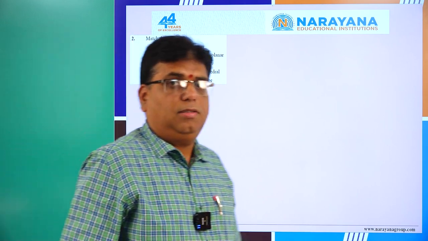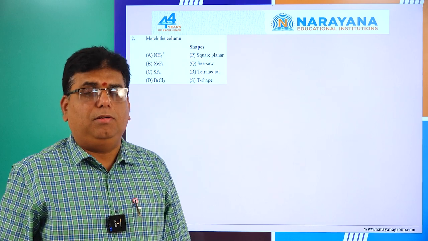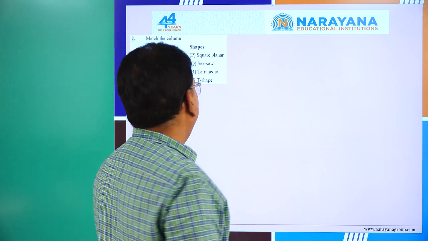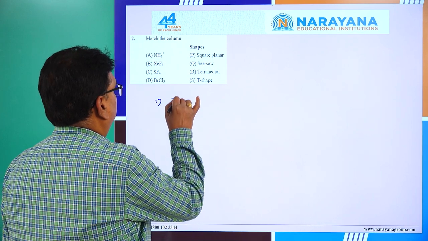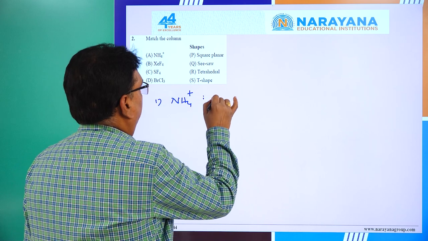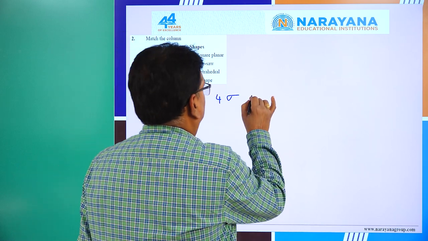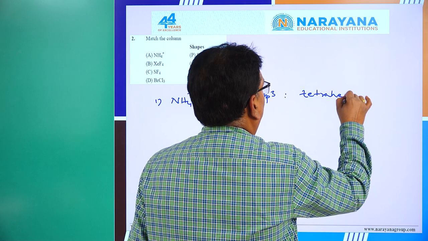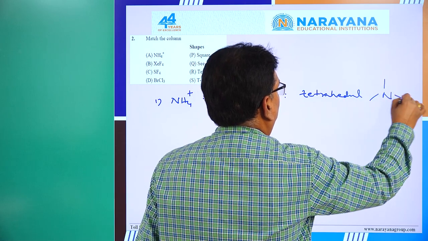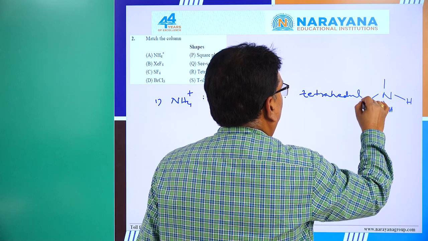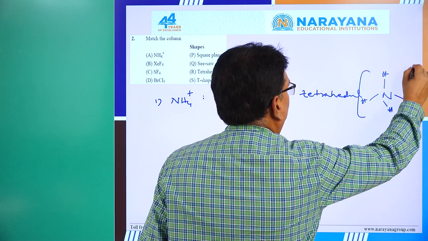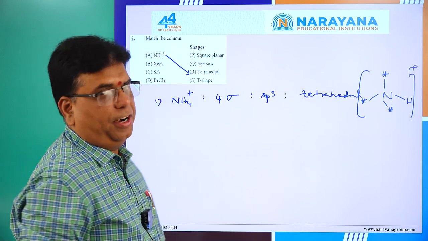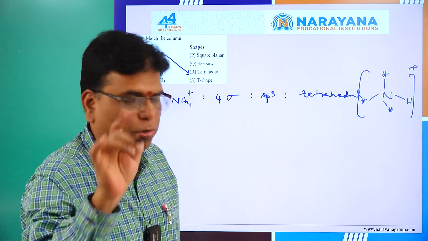This is from the chapter chemical bonding and molecular structure. It is based on the concept of hybridization. Right. NH4 plus: 4 sigma bonds, no lone pairs. So hybridization should be sp3 and it should be tetrahedral. So NH4 plus is tetrahedral, sp3 hybridization, 4 sigma bonds, no lone pairs.